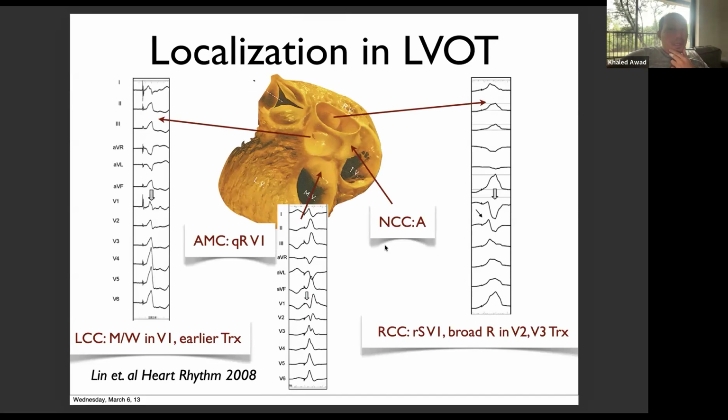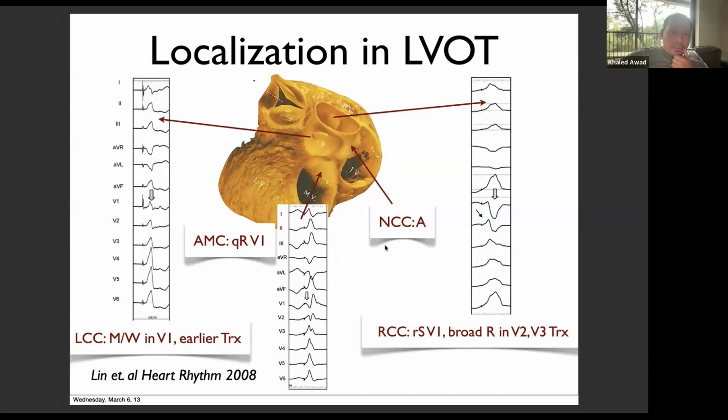Well, what about in the LVOT? Where are we in the LVOT? Well, the LVOT is a very big structure. There is the right cusp, there's the left cusp, there's the non-coronary cusp, and then there are the commissures, or the junctions between the two, between the right and the left coronary cusps. Very important. And so on and so forth.